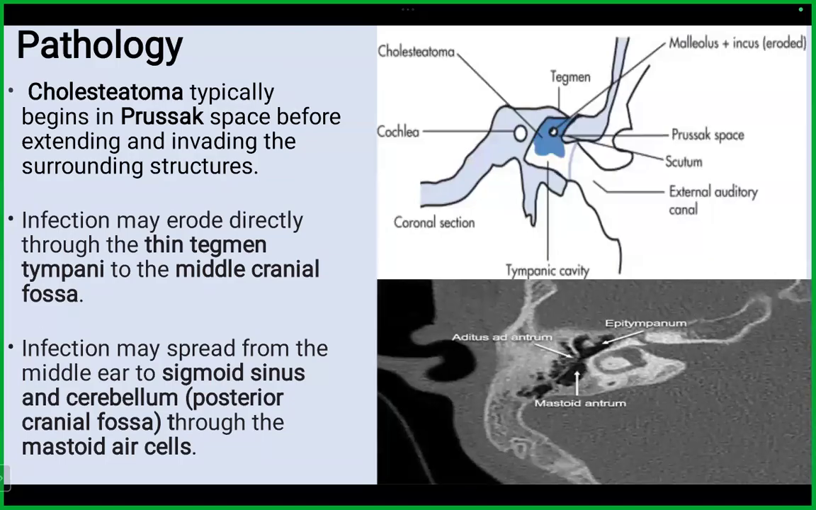Important pathological points. Cholesteatoma typically begins in the Prussak space in the epitympanium before extending and invading the surrounding structures. Infection may erode directly through the thin tegmen tympani to the middle cranial fossa, or can spread from the middle ear to the sigmoid sinus and cerebellum in the posterior cranial fossa through the mastoid air cells.